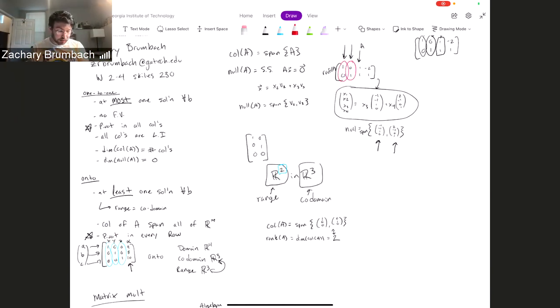One-to-one, at most one solution for all B. There are no free variables since you have a pivot in every column. The dimension of the column space is just the number of columns, and the dimension of the null space is 0. Those all mean that you have a pivot everywhere.